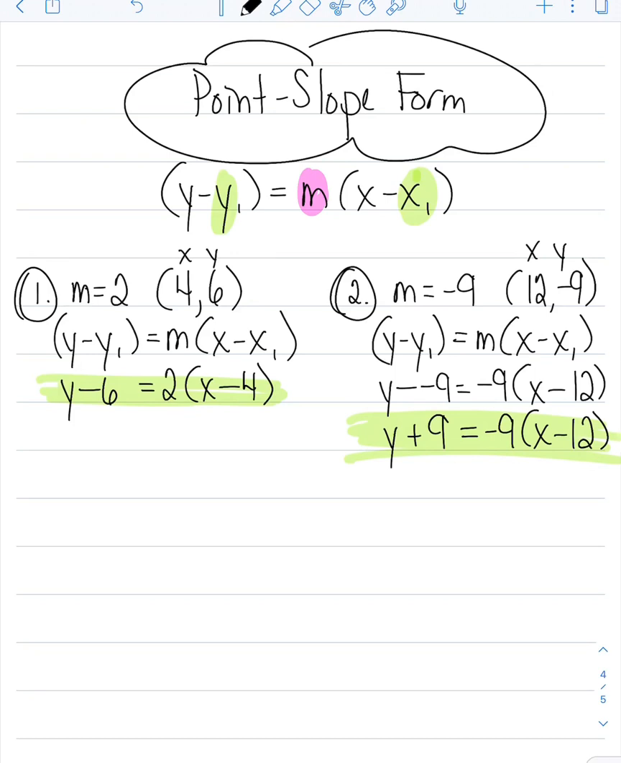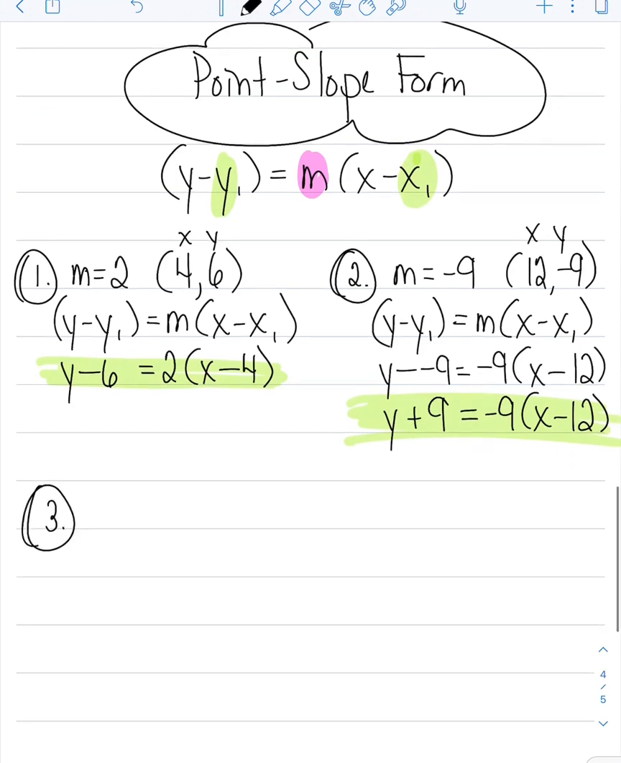I want to try one more. I don't know if you've noticed, but pay close attention to what happens to the negatives in our points. So let's try one more if you're given the slope and a point. So I want to say my slope is 1/5. And then I want to say that my point is -2, -8. So I want to write the equation of this line in point slope form.